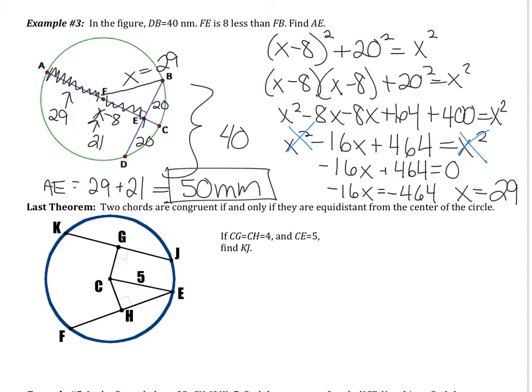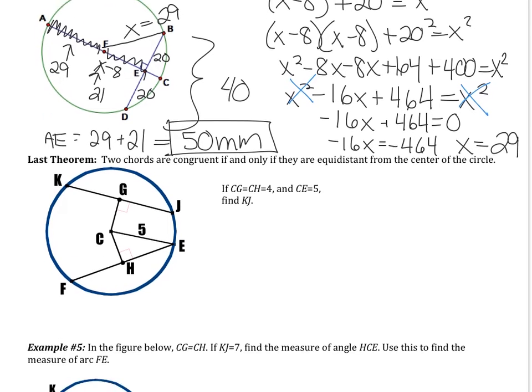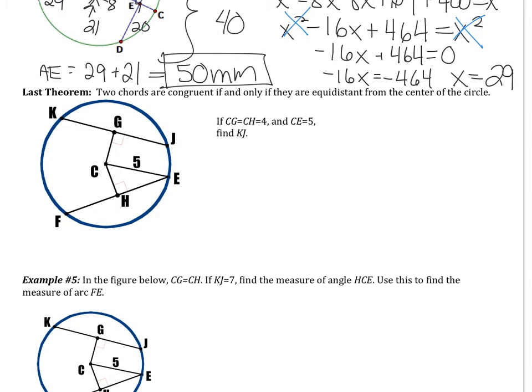All right, last theorem. What we have here is it says that two chords are congruent if and only if they are equidistant from the center of the circle. Recall from last semester that equidistant means, okay, so let's see, KG and FH. You can measure the distance various ways. It has to be a very specific one. It has to be along a perpendicular, so that has to be there, and then these segments would have to be congruent. Then you would be able to say that yes, KJ and FE are the same length.